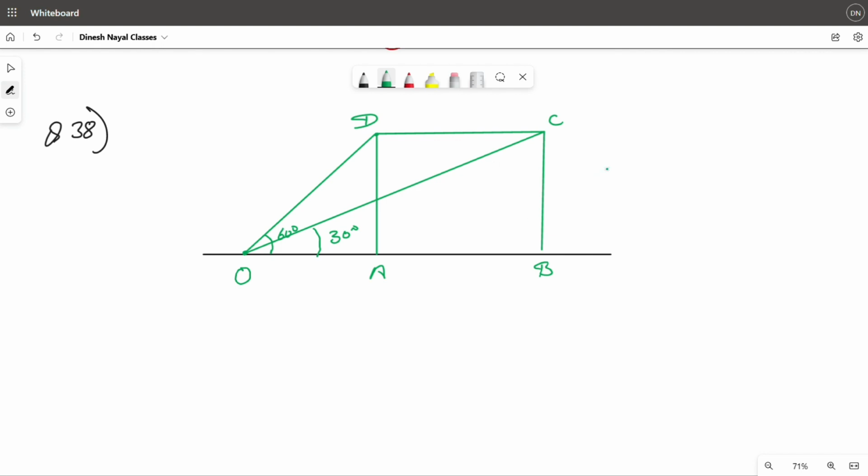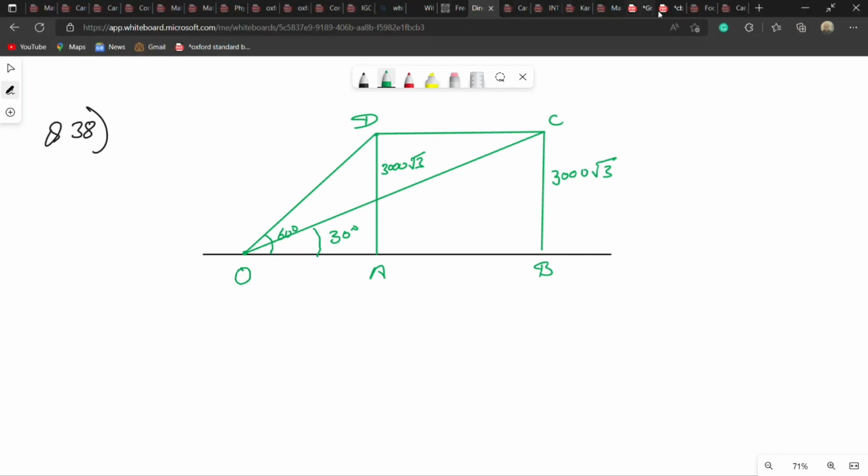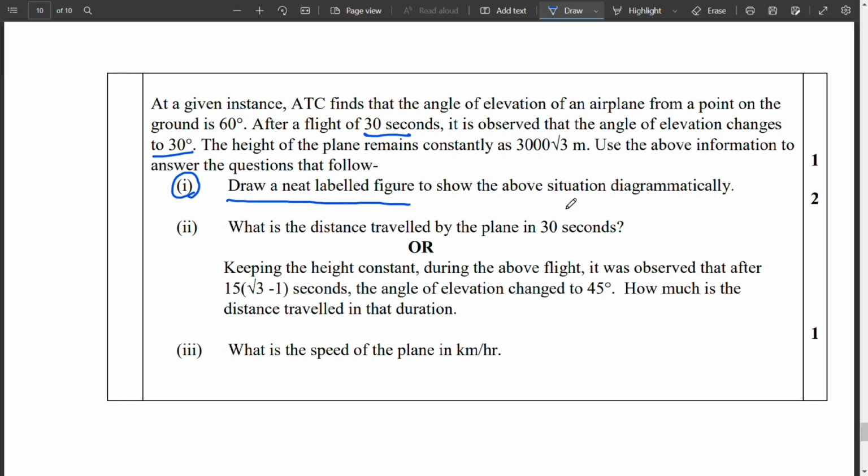Now see, this is 3000 root 3 meter, which is the height of the aeroplane, which remains constant, and it is given. So this will also be 3000 root 3. From D to C, the plane is at the same height. Now we have to find, so the question, we have to find the distance traveled by the plane in 30 seconds. So basically we see that from the diagram only.